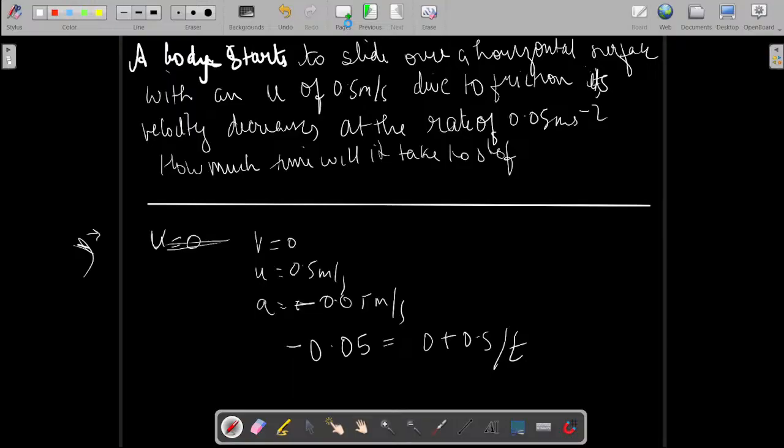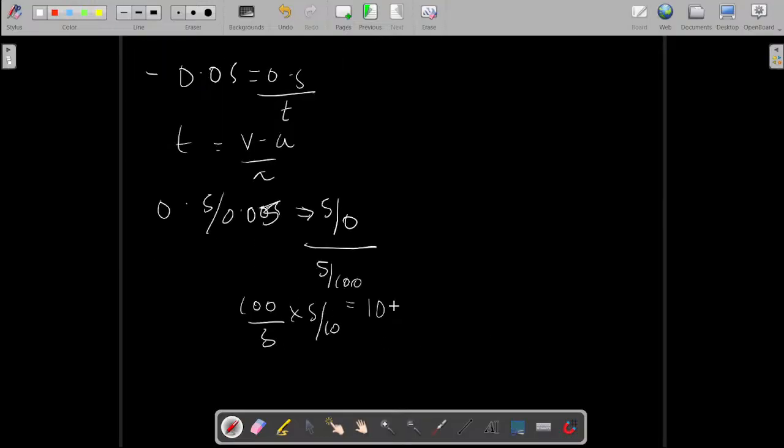If we take it to the other side, t is equal to v minus u by a. 0.5 divided by 0.05 is equal to 5 by 10 divided by 5 by 100. Then 10 by 5 into 5 by 10 is equal to 10. Yes.